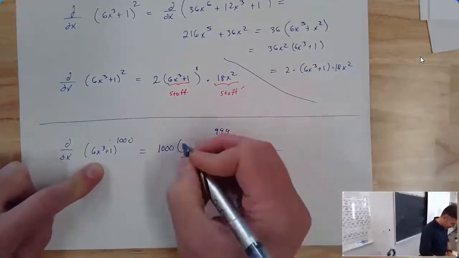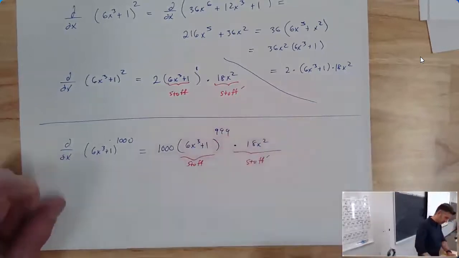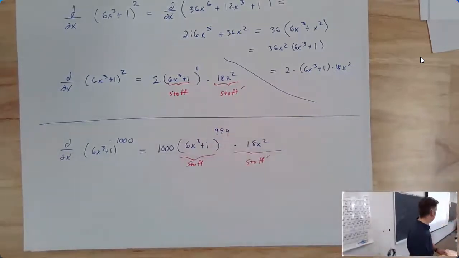And my stuff is the same. It's 6x cubed plus 1, and its derivative is still 18x squared. And I really wouldn't suggest simplifying this in any way, shape, or form. Maybe if you really wanted to, you can rewrite it as 18,000x squared times your stuff to the 999th power. But I don't think you should really, unless you're being asked to, because writing it this way specifically indicates that you understand that you are using the chain rule. That you are at the end multiplying by the derivative of the inside stuff. And I think it's important to demonstrate that you are aware of what you're doing there.